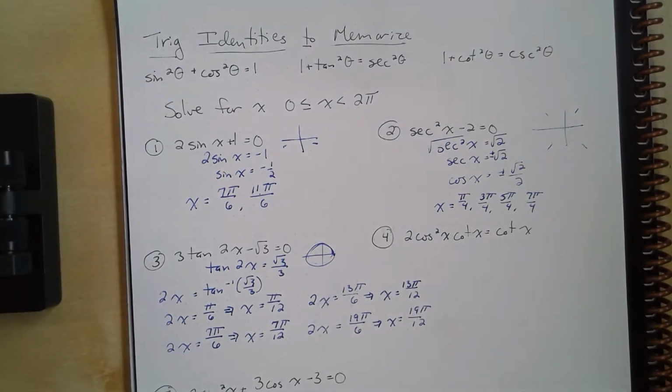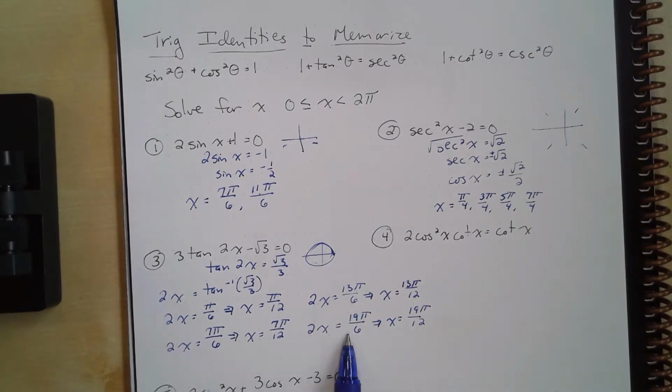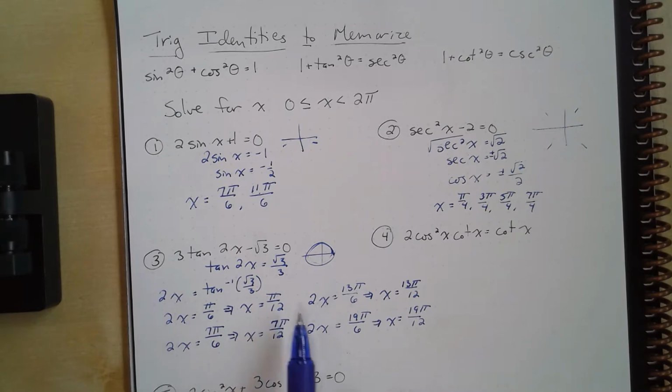So all we did to go around a second time, you can see here, looking through the difference, we added 12, which is basically 2 pi, right? We added 12. That's basically 2 pi. And we did that because this 2x tells us we're going around twice.